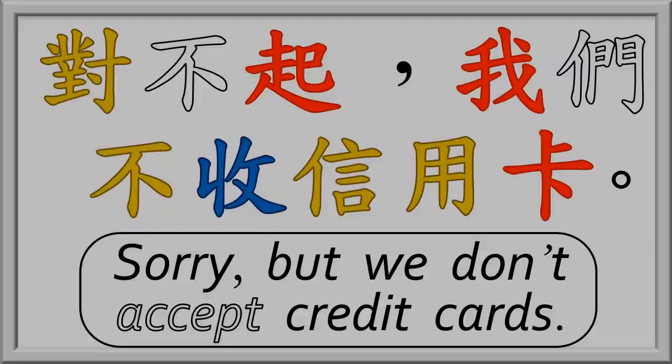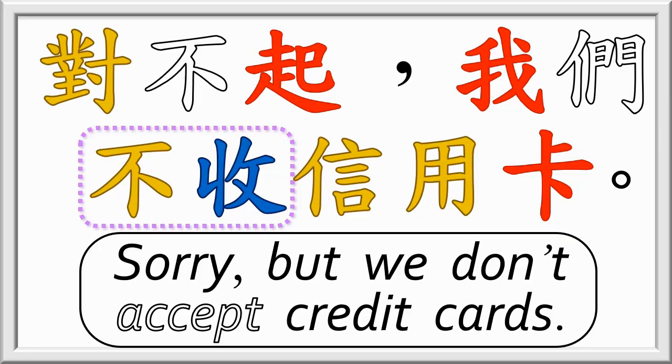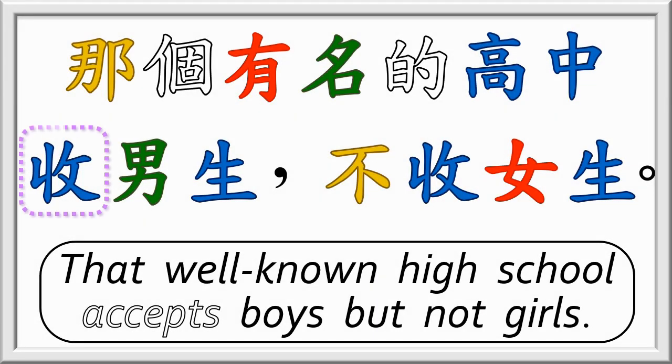Instead, we'll learn its more common but watered-down sense of taking, accepting, or receiving anything. To accept students or credit cards, for example, the character 收 is used alone. 对不起，我们不收信用卡。Sorry, but we don't accept credit cards. 那个有名的高中收男生，不收女生。That well-known high school accepts boys, but not girls.